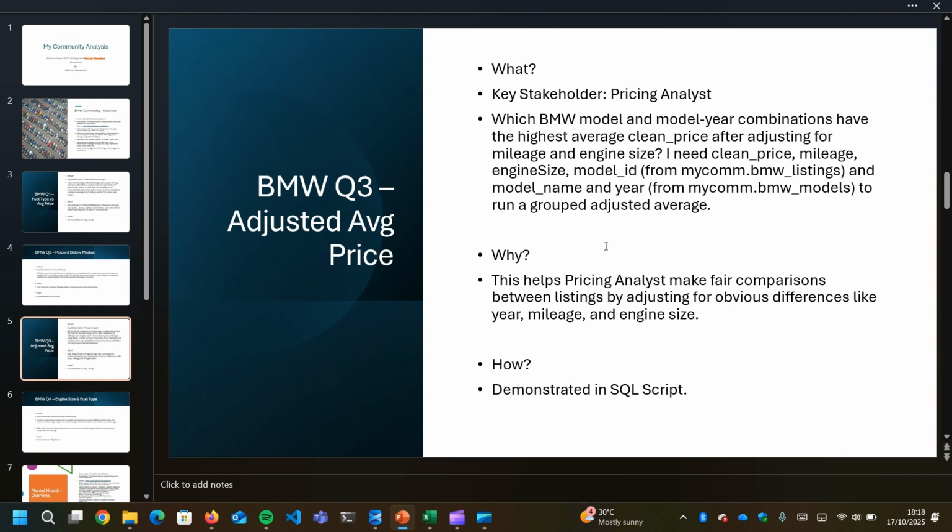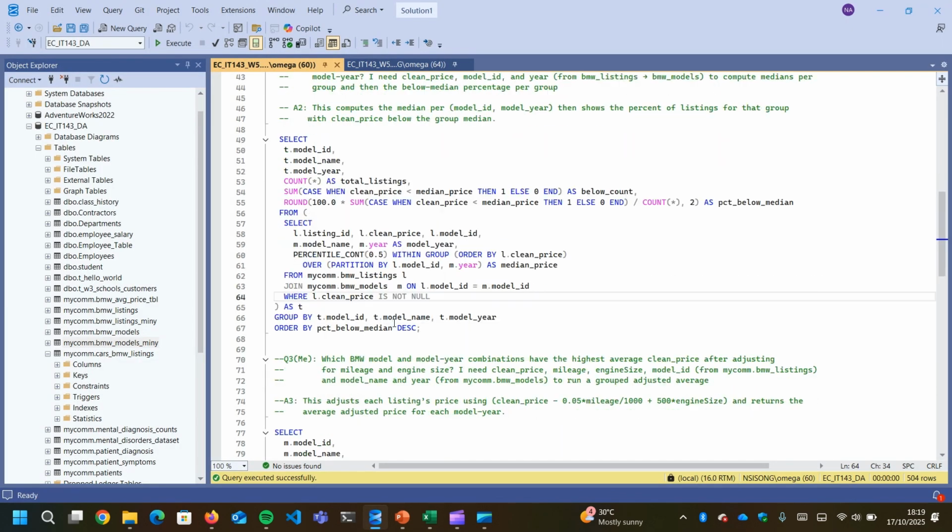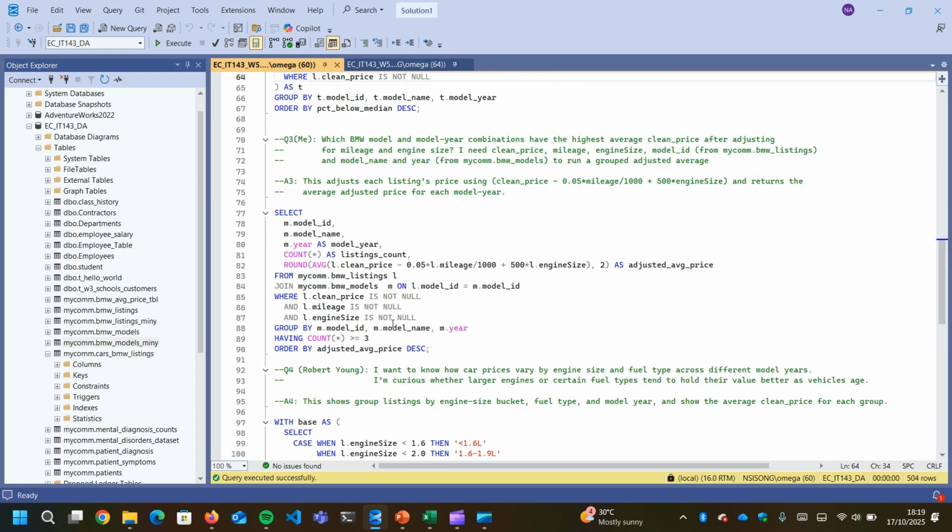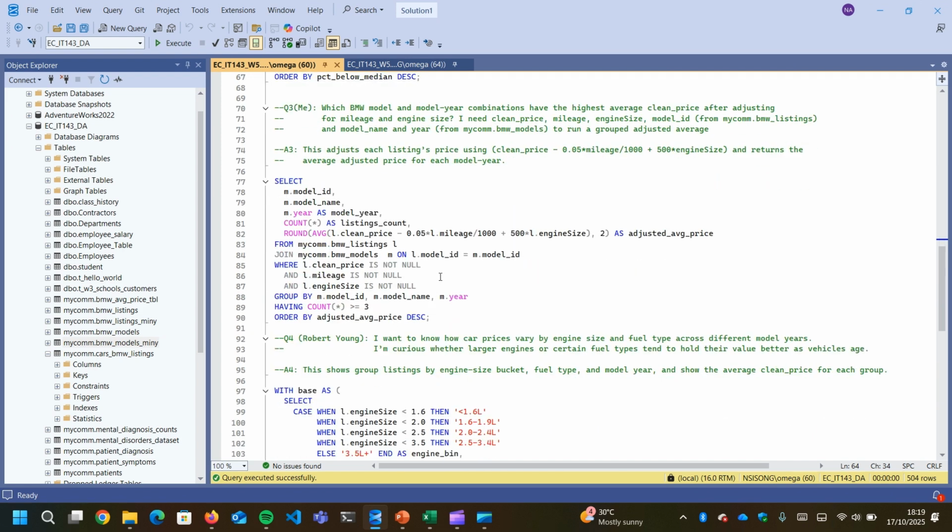Why this question? This helps the pricing analyst make fair comparisons between listings by adjusting for obvious differences like the year, the mileage, and the engine size. So let's go over to the SQL. This is it. For this question, I basically created a formula, adjusted clean price.